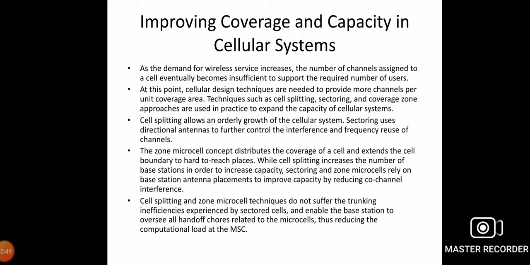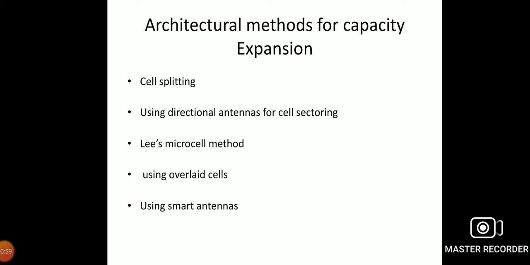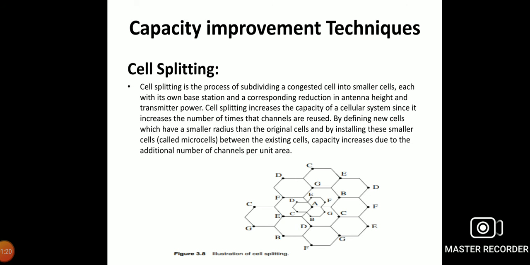For enhancing the cellular coverage capacity, there are many techniques available, and some important cellular techniques are here. Number one, cell splitting, cell sectoring and the microzone method, that is Lee's microcell method. Repeaters for extended range, that is using overlaid cells. Now we will discuss them one by one. First one is cell splitting.